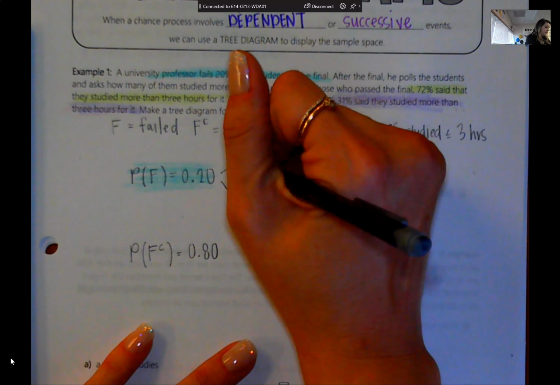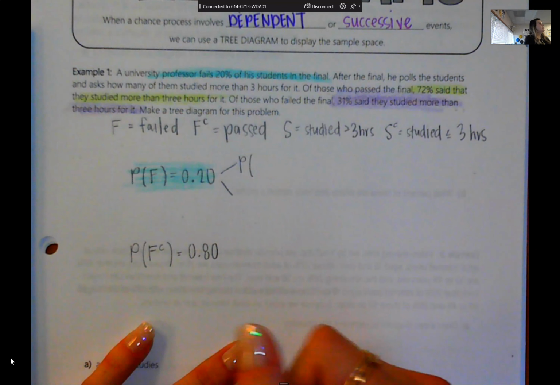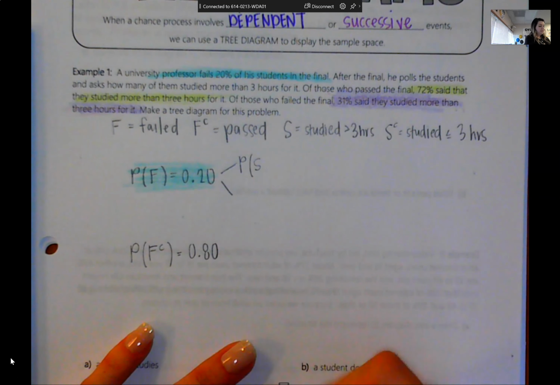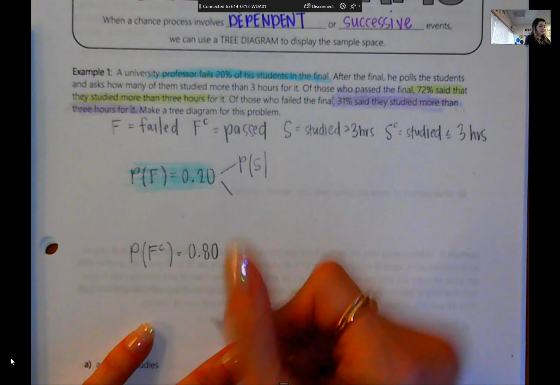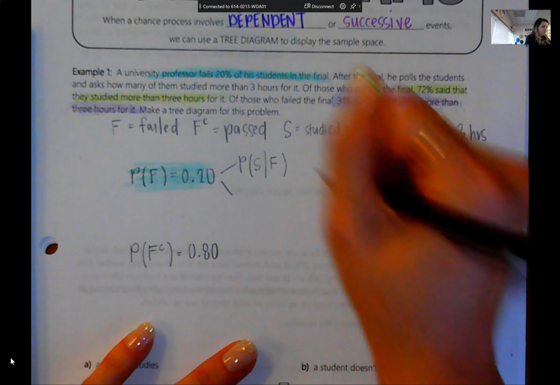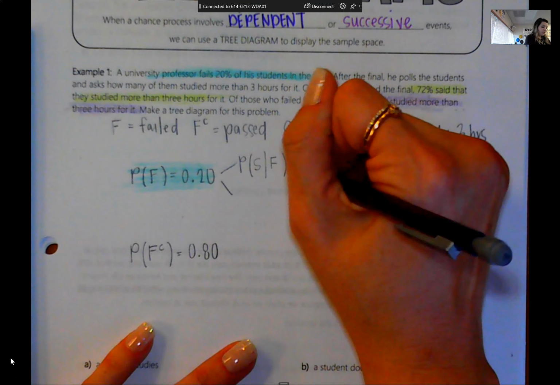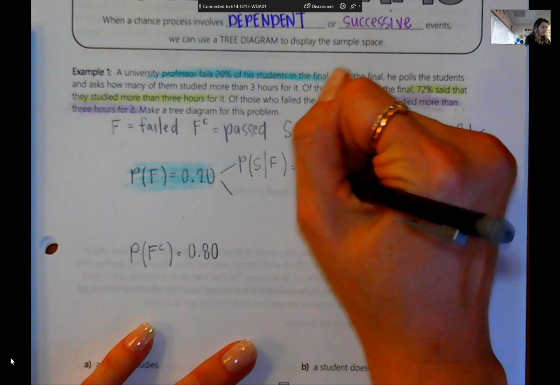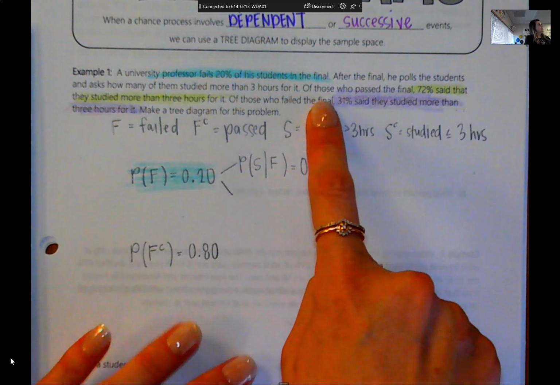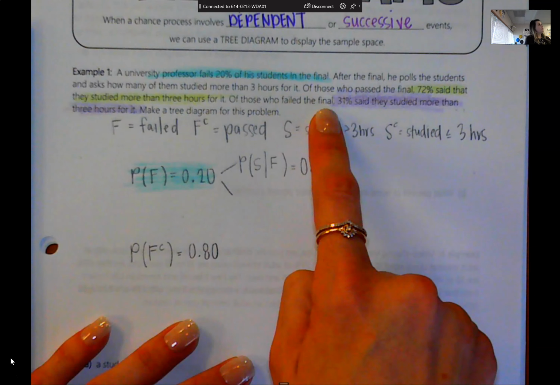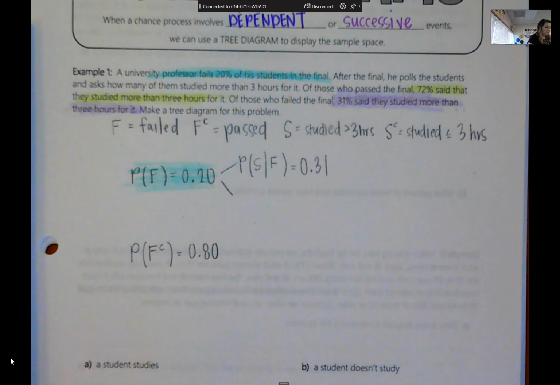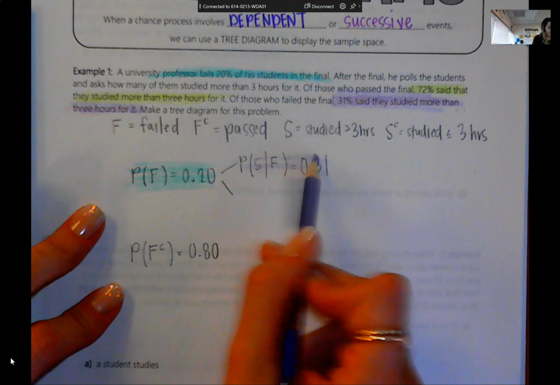They told us that the probability that a student studied, given that they failed, is 31%. They told us of those who failed the final, 31% said they studied. So I got this from what I highlighted in purple.